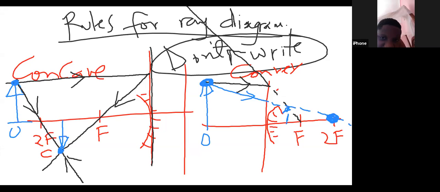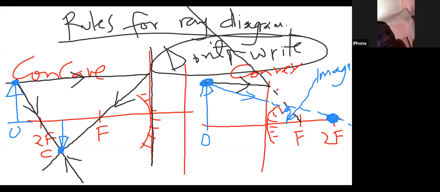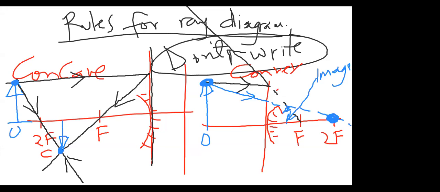I have a question. So this one is the image. Yes, please. On the concave mirror, it's upside down, but on the convex mirror, it's upright. What makes the difference? Yes, that's what I'm saying, it is the rules that we follow.